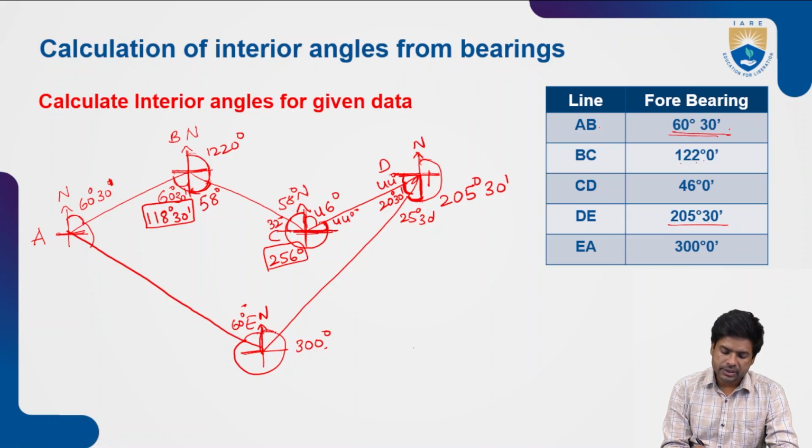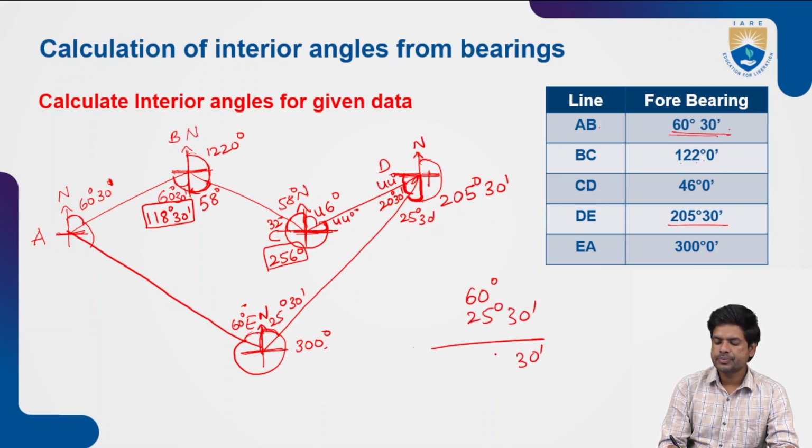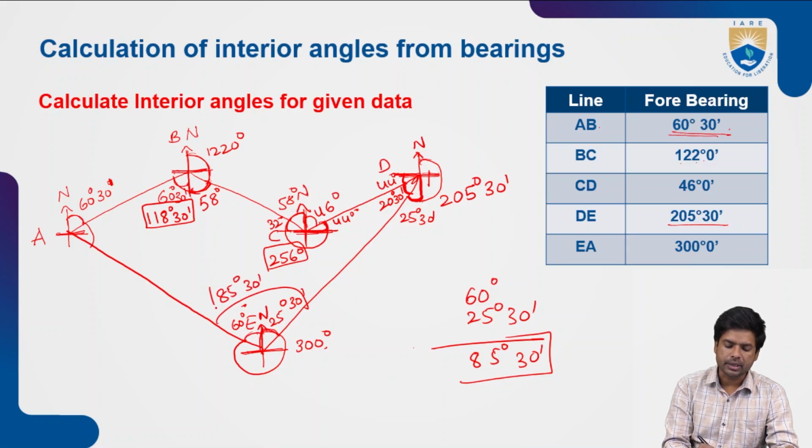So this is 60 degrees 30 minutes, and next one, see here it is 25 degrees 30 minutes. This will also be equal to 25 degrees 30 minutes, because this line and this line are parallel, and the angle made here is equal to the angle made here. So the total angle will be equal to 60 degrees plus 25 degrees 30 minutes. So 85 degrees 30 minutes is the total included angle here.